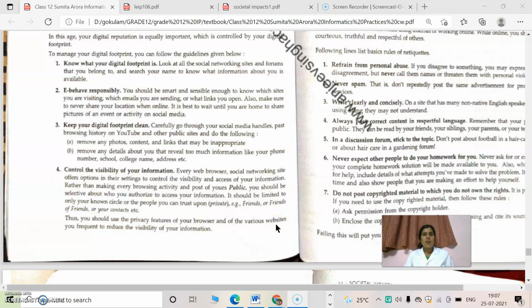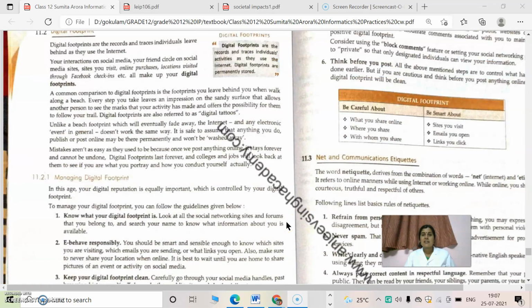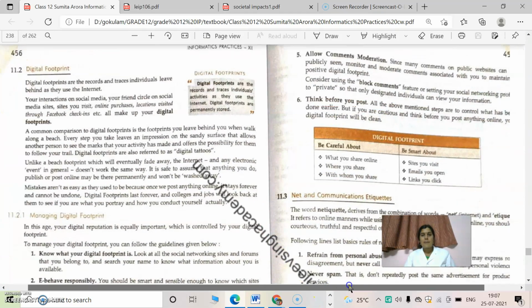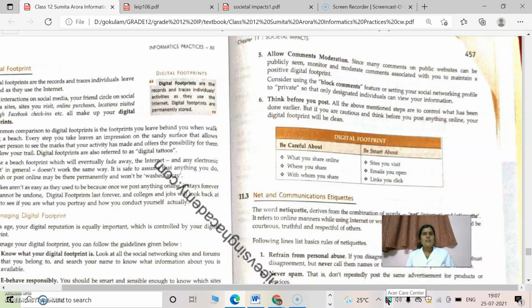Then control the visibility of your information. The same thing: we can control who can access our data, who can see our information, and who can access our photos. These are all controlled by controlling the visibility of information. Then allow comments moderation. When we are not sharing any data but visiting a public site, we can give comments there. These comments are watched by people all over the world, so we must be aware of that. So our comments should be moderate. We can also use the block comments option. Suppose we don't want any comments, you can use block comments.